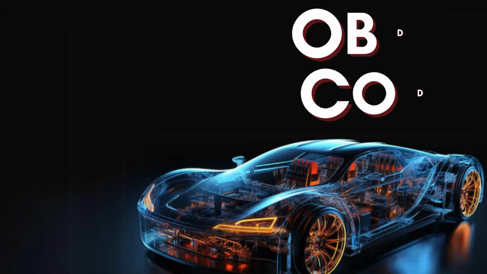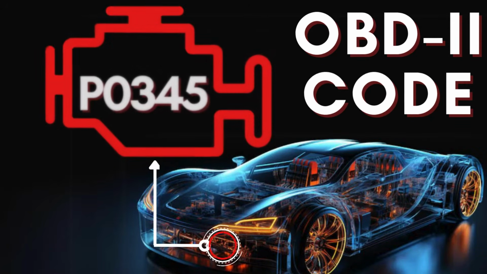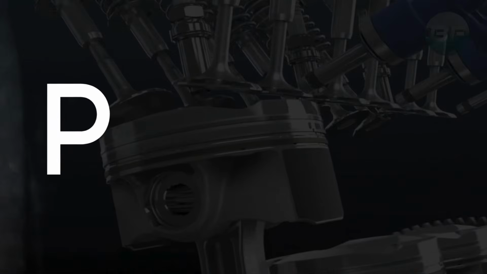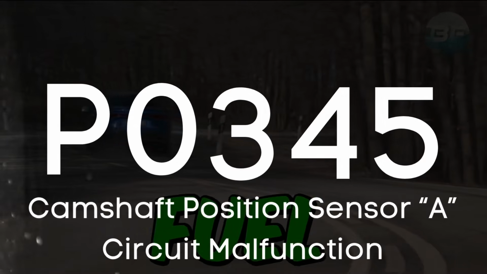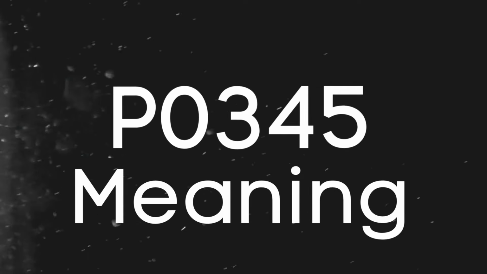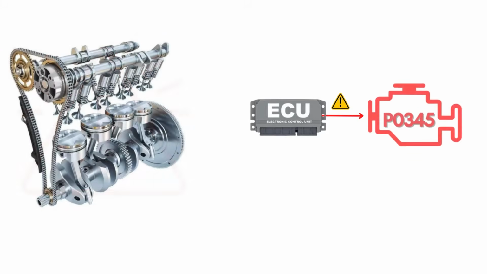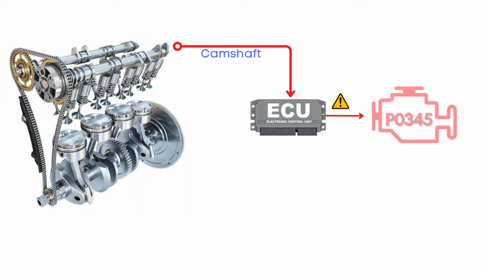In this video, we're diving into everything you need to know about OBD-II trouble code P0345, also known as Camshaft Position Sensor A circuit malfunction. First, let's understand what the P0345 code is. The P0345 code means that the ECM detects a problem in the circuit that monitors the camshaft position sensor A.